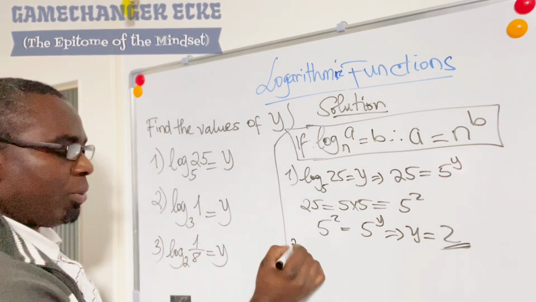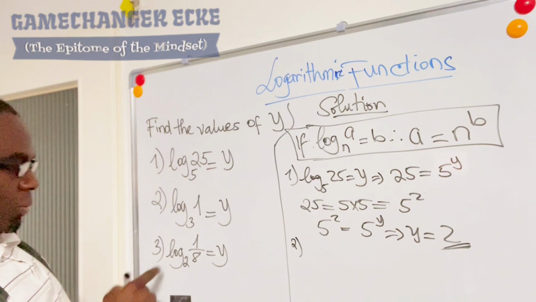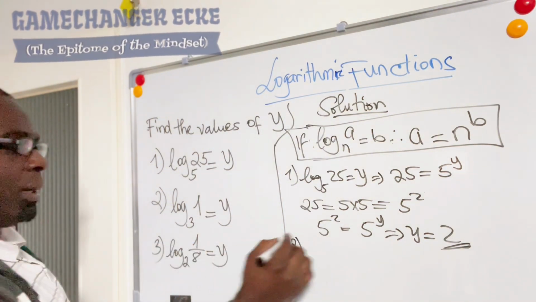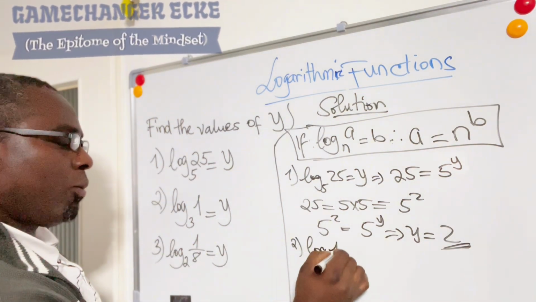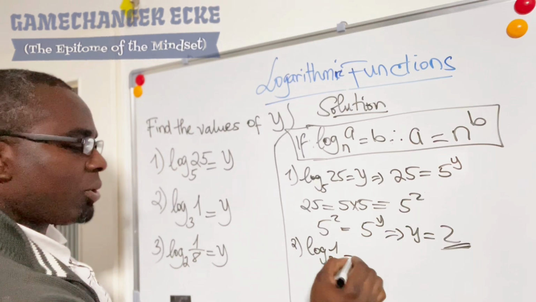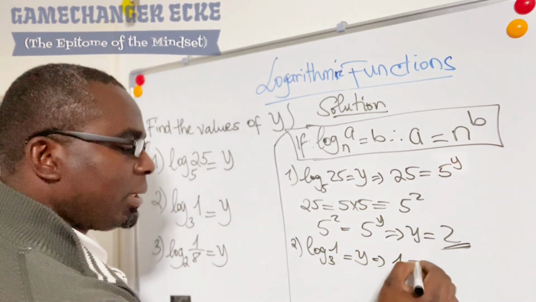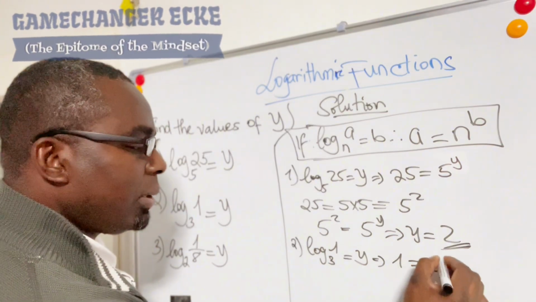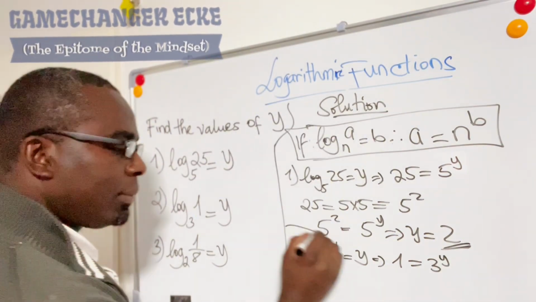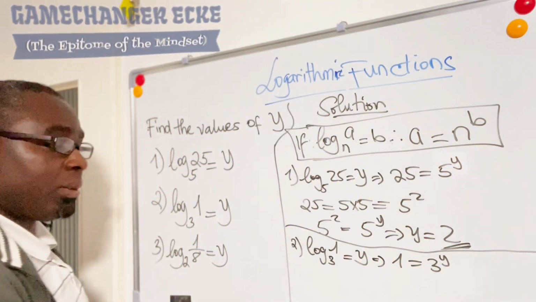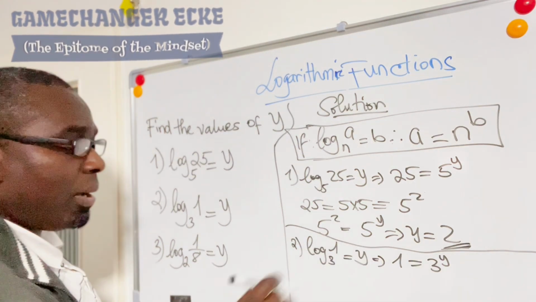And in number 2, what do we have here? We have the log of 1 to the base 3 is equal to y, implies 1 is equal to 3 to the power y.